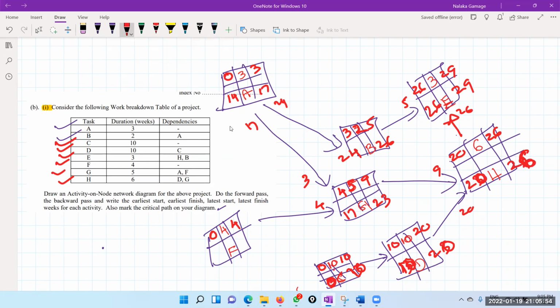So now the critical path is done. The critical path is this path. Right. So the critical tasks are C, D, H, E. C, D, H, E. It will end on the 29th day.